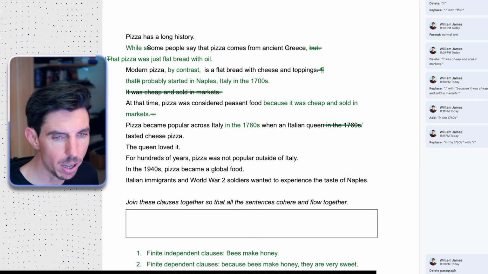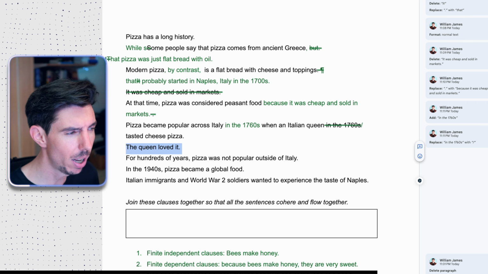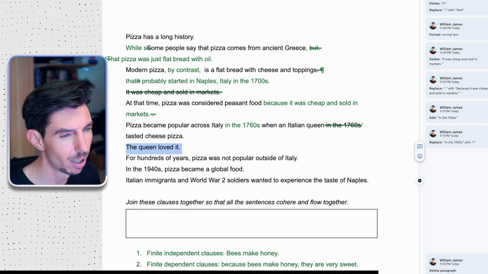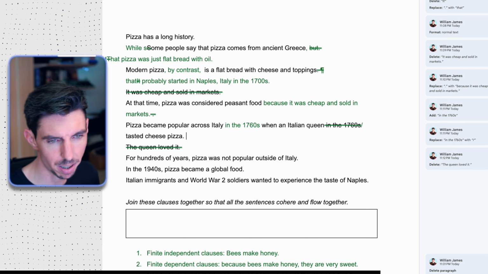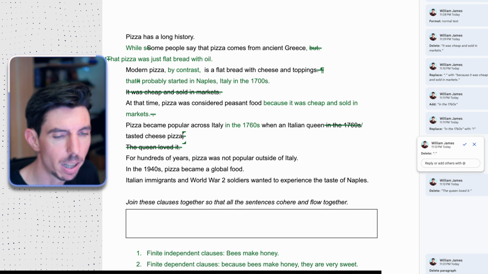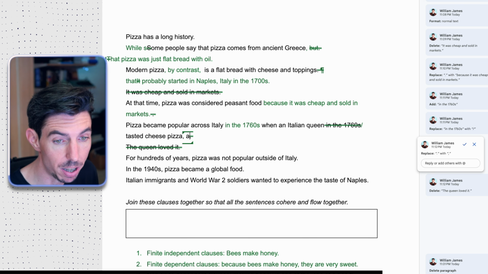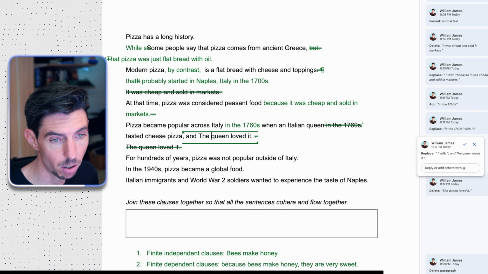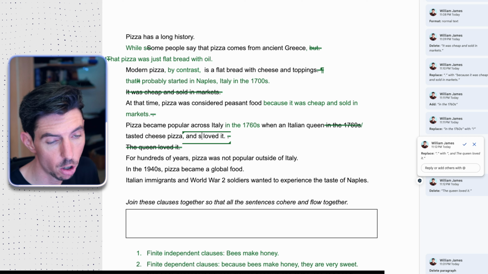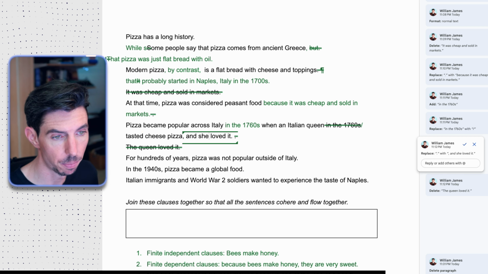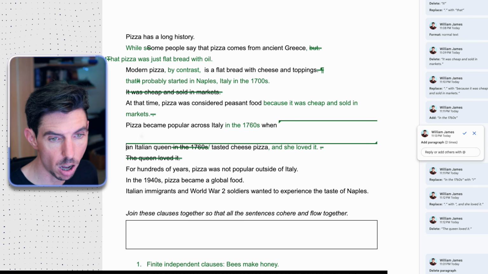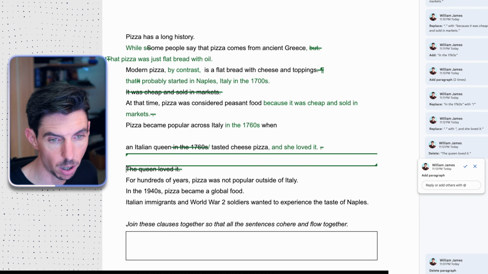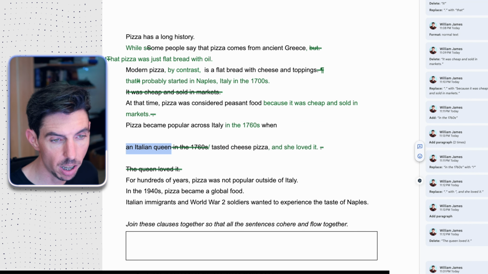Okay, and then we see the queen loved it. What do you think? Does that need to be its own sentence? Probably not. So we're going to put this into the same sentence. And I guess it'll be a relationship of addition, and the queen, or even she, loved it. But now what we're looking at is a compound sentence.